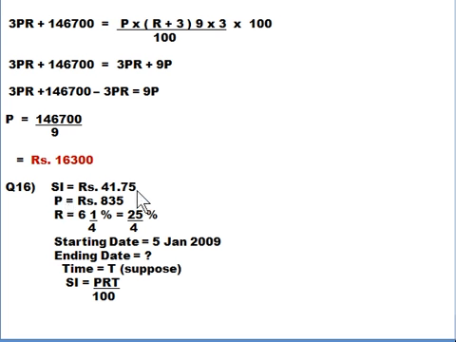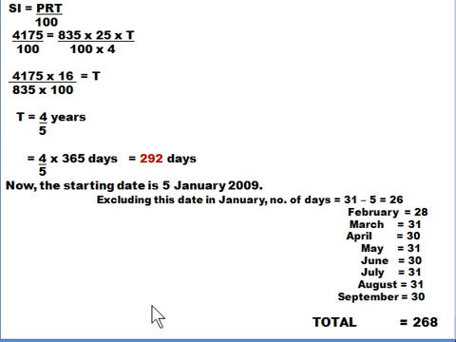SI is given as rupees 41.75, P is rupees 835, and R is 61 by 4%, which becomes 25 by 4%. The starting date is 5 January 2009, which we are not going to see right now. Our main motive now is to find time. The ending date has to be found, and time I have assumed to be T. Applying the formula of SI, which is equal to PRT by 100, and substituting the values in here, we are going to get the value of time equal to 4 upon 5 years.